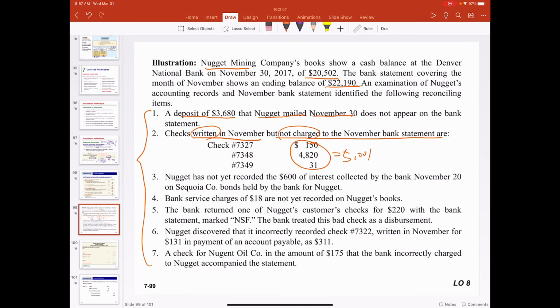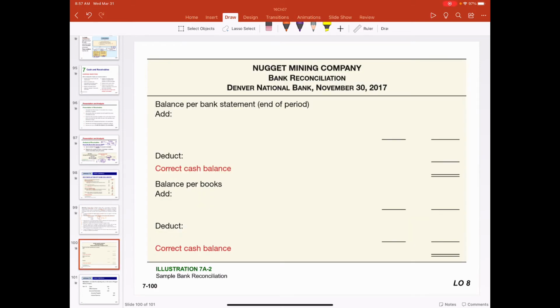The next one is: Nargate has not yet recorded the $600 of interest collected by the bank on November 30th on the Sequoia Company bond held by the Bank of Nargate. Okay, so this is actually Nargate Mining Company's investment, and the $600 interest was recorded by the bank, right? So we don't do any adjustment to the bank statement. Instead, we make an adjustment to the firm statement by adding this cash inflow because there is interest collected, right? So we add $600 to the firm's.